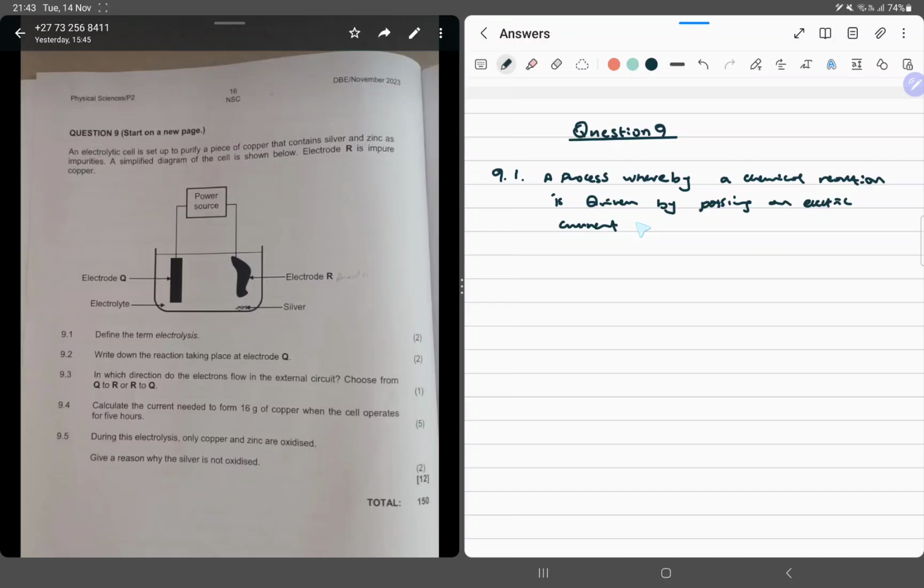All right. There are many ways of saying this. You can say it is a process whereby electrical energy is converted to chemical energy, or you can say a chemical reaction is driven by an electric power source. So that is essentially the essence of that definition.